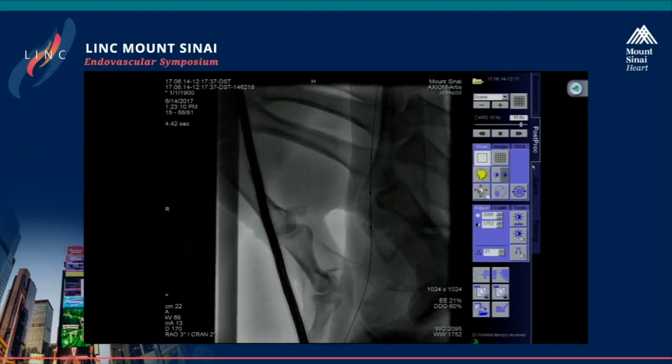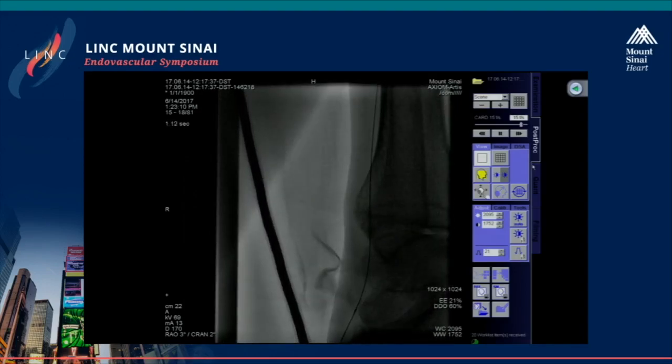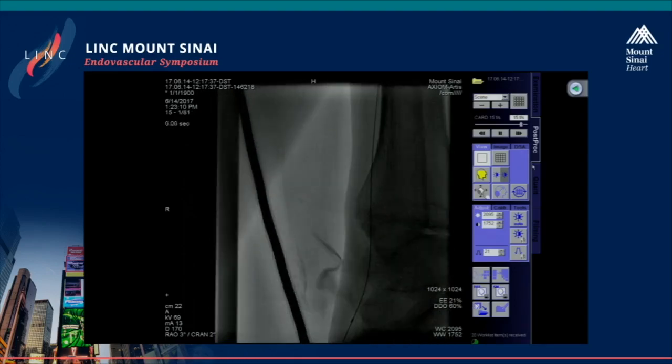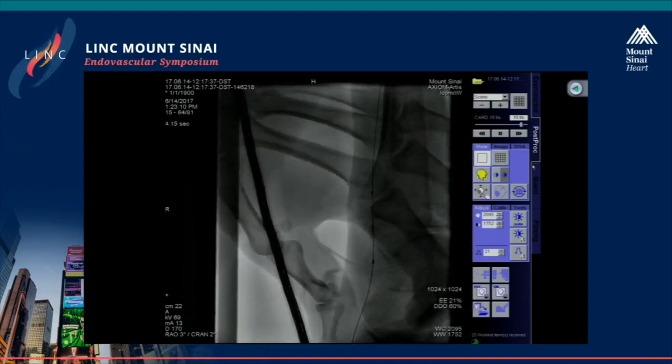And then can somebody remove this mask, please? And then what we did was we went ahead and placed the 018 Trailblazer. Remove the mask, I can't talk. Thank you. Yeah, I got it.